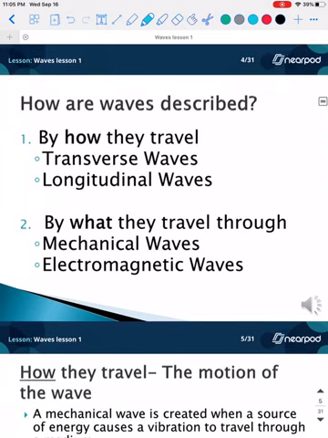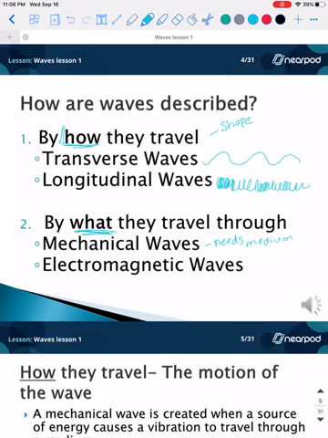Now remember, waves can be described by how they travel, and they can also be described by what they travel through. So something can be a transverse electromagnetic wave or a longitudinal electromagnetic wave, because this just describes how it's traveling, which is more like their shape, really. If you remember, a transverse wave looks like this. And a longitudinal wave looks more like our slinkies. Oh wow, I'm not an artist, so don't come for me. But yeah, they look more like this. And what they travel through would be a mechanical wave, which needs a medium, and an electromagnetic wave, which does not need a medium. Alright, so those are the two differences that you'll see.